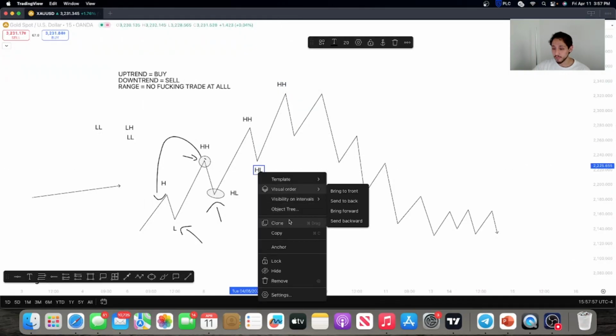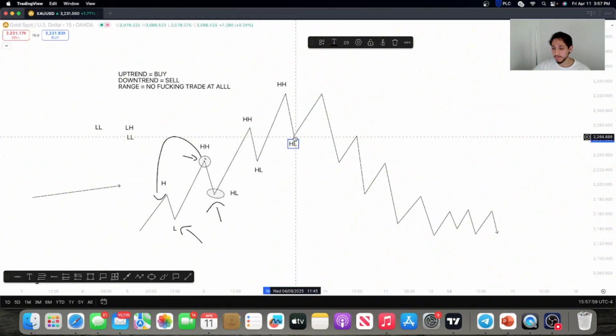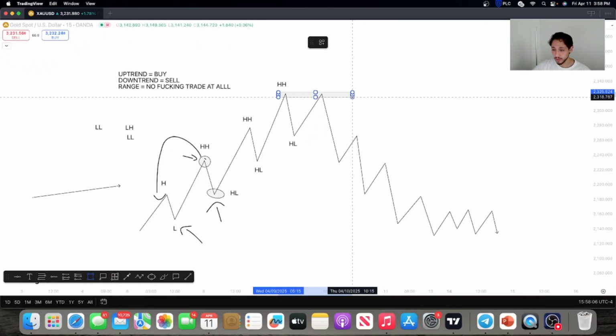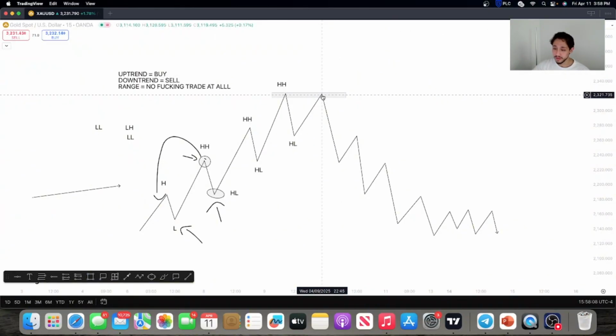We have a higher high and we have a higher low because this higher low is higher than the previous one. This higher high is higher than the other one, right? Now, we're back at these zones right over here. This is where I'm going to quiz you guys, right? What is this? Is this going to be a higher high or a high?